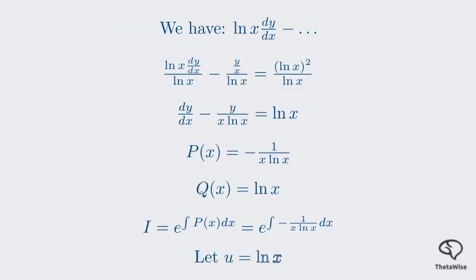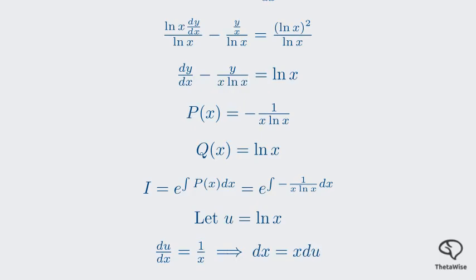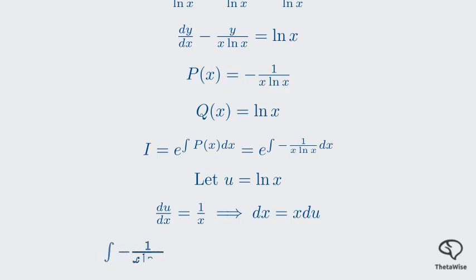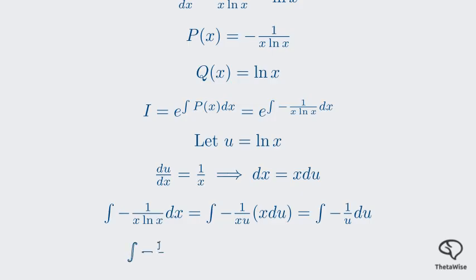Let's let u equal ln x. Then the derivative of u with respect to x is du/dx equals 1/x, which means dx equals x du. Substituting this into our integral, we get the integral of 1 over xu times x du. The x's cancel, leaving the simple integral of 1 over u du. The integral of 1/u is ln u. Substituting back for u, we get ln(ln x).